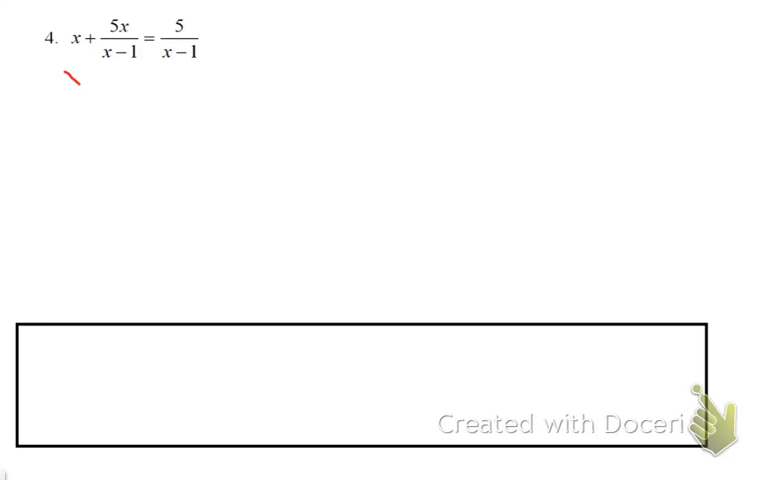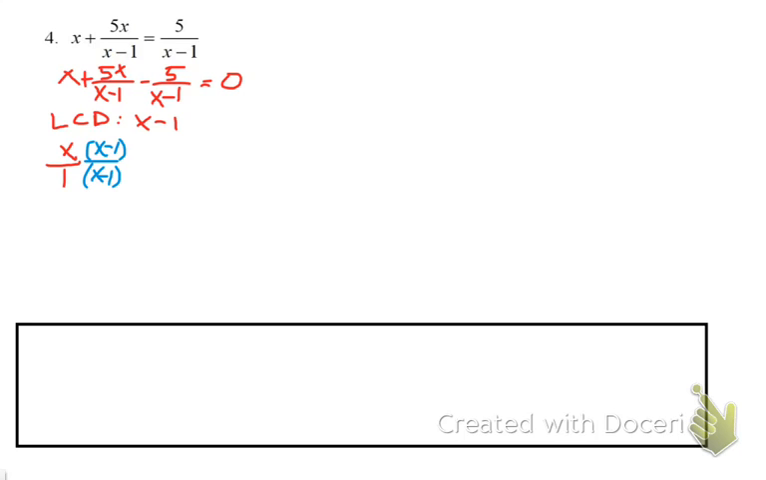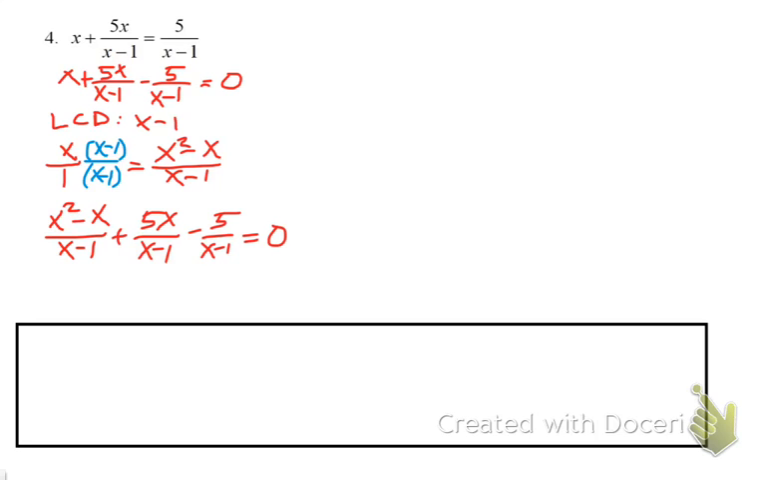As I did before, I'm going to subtract the term on the right side over to the left side so that we get the right side equal to 0. Now we're looking for our least common denominator. In this example, 2 of the rational expressions already have the common denominator, x minus 1, which means we really only need to convert the fraction x over 1 to have the common denominator. So that needs to be multiplied by x minus 1 over x minus 1. Distributing up top, we have x squared minus x divided by the common denominator. So our original expression looks like x squared minus x over the common denominator plus 5x over the common denominator minus 5 over the common denominator, all equals 0.